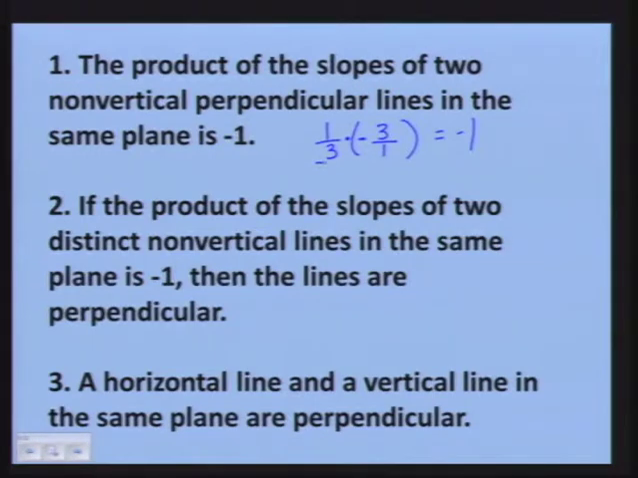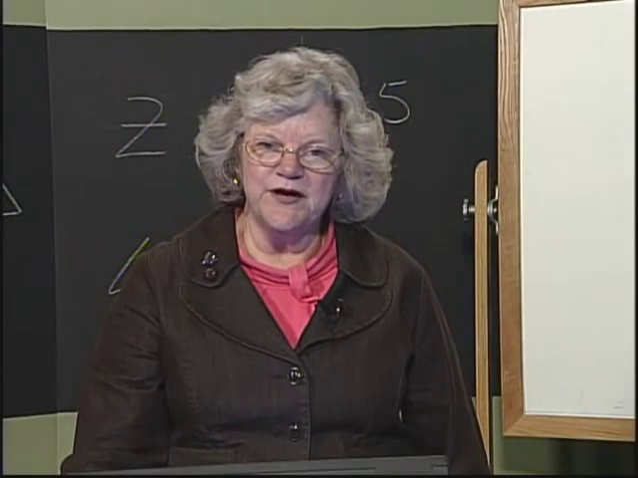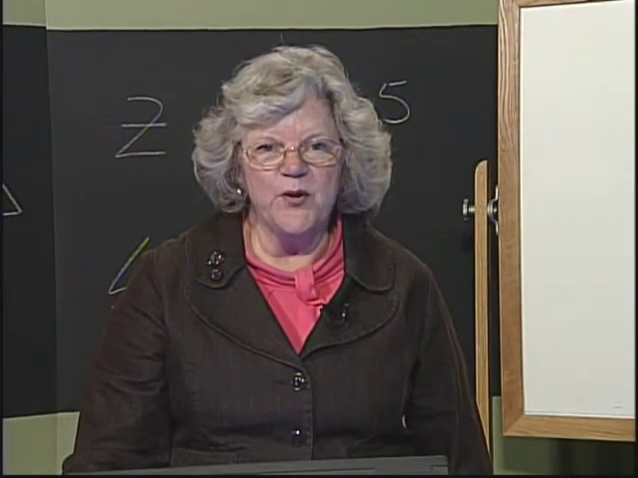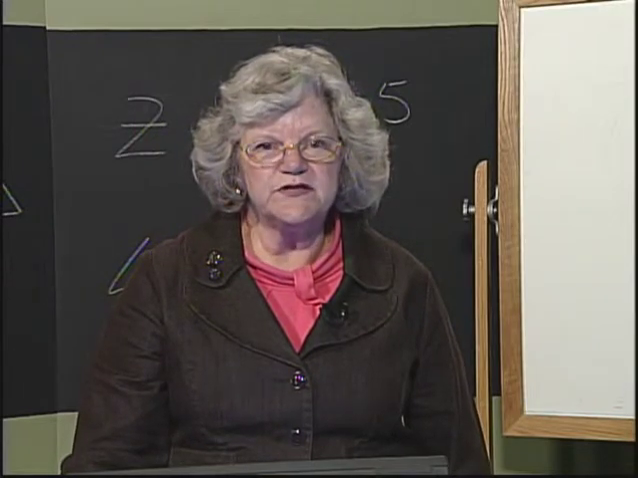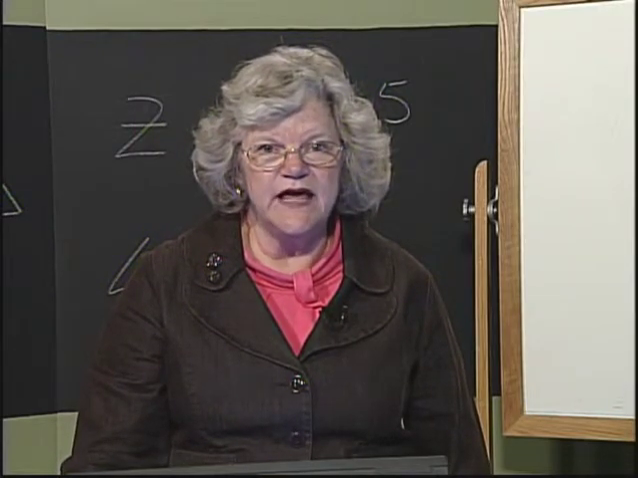So if 1/3 is a given slope, -3 would be the slope of a line perpendicular. Notice these are opposite signs and reciprocals of each other. Number 2, if the product of the slopes of two distinct non-vertical lines in the same plane is -1, then the lines are perpendicular. And of course, you probably figure that we're going to have some lines that are perpendicular whose slopes multiplied together do not give us -1.